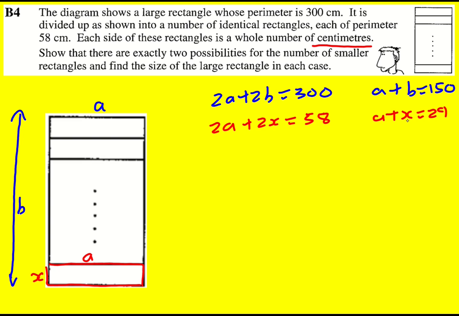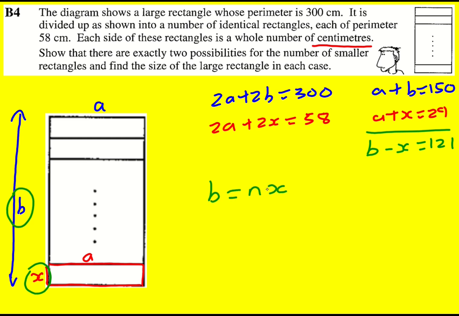Something we could do is subtract them, in fact. And this will give b minus x is equal to 121. Right, now this is useful because b and x are actually somewhat related, because it must be that a whole number of x fits into b. So I could, for example, write down that b is equal to n times x, where n is the number of rectangles that I'm going to need.